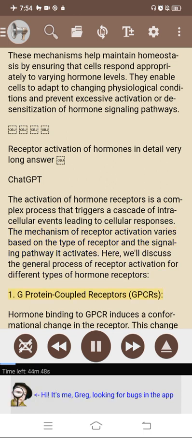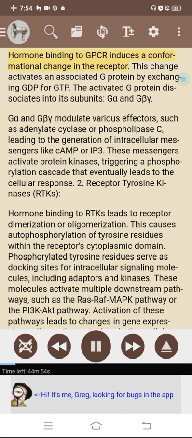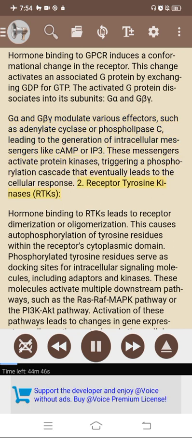1. G-protein coupled receptors (GPCRs). Hormone binding to a GPCR induces a conformational change in the receptor. This change activates an associated G protein by exchanging GDP for GTP. The activated G protein dissociates into its subunits, G-alpha and G-beta-gamma. G-alpha and G-beta-gamma modulate various effectors, such as adenylate cyclase or phospholipase C, leading to the generation of intracellular messengers like cAMP or IP3. These messengers activate protein kinases, triggering a phosphorylation cascade that eventually leads to the cellular response.